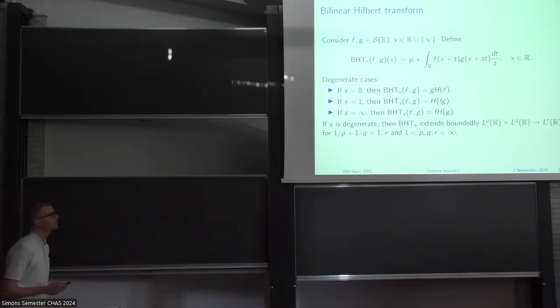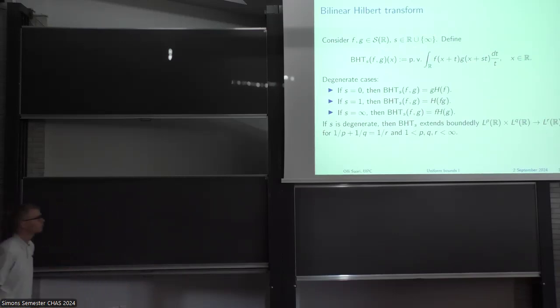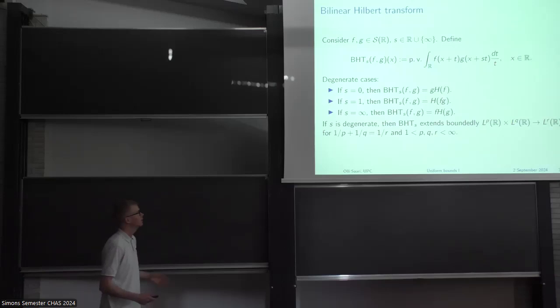Now if you just forget the other function g, you see that this is just the Hilbert transform, up to multiplication by a constant, acting on reflected f. So this is just the Hilbert kernel. And now to make it a bilinear operator, we put here the other function. And now it's important to choose this slope number s here in some way.